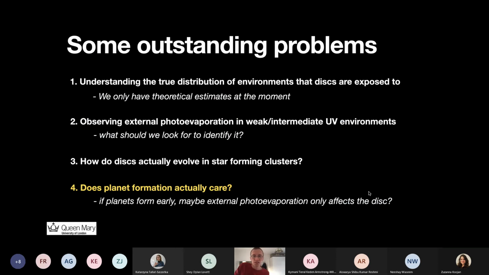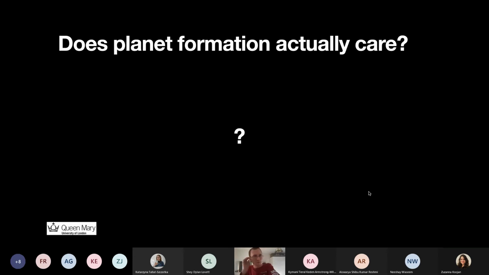So the final one, does planet formation care? This is very brief. The main answer is I don't know. This has not been done yet. Lynn hopefully will be able to tell us some more about that in the near future.